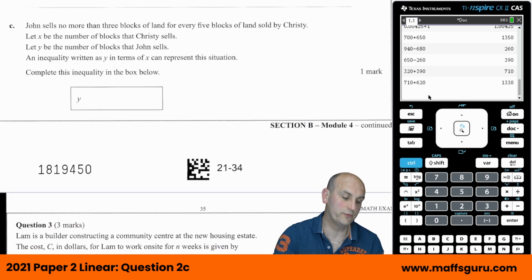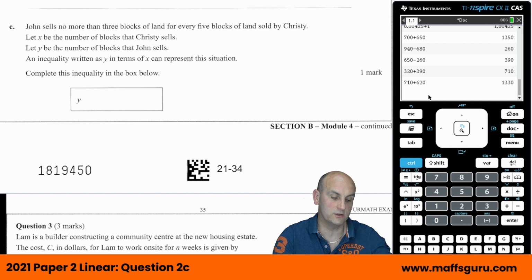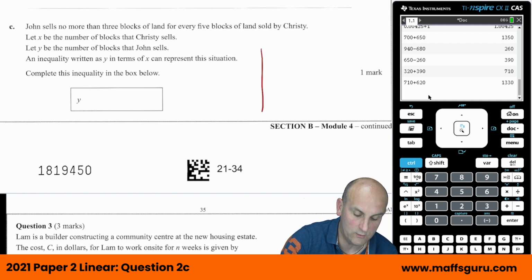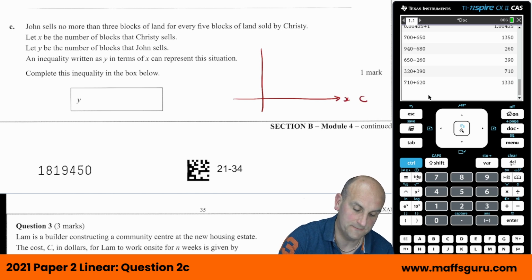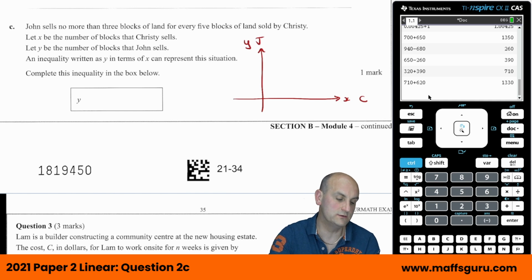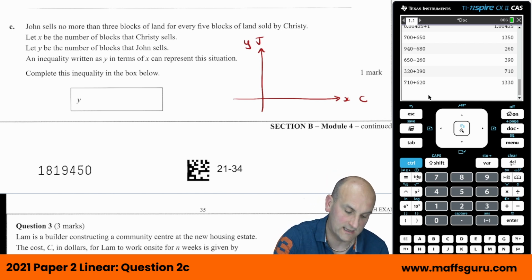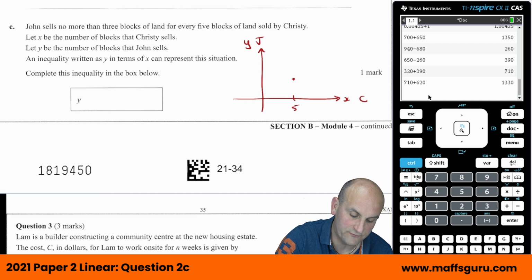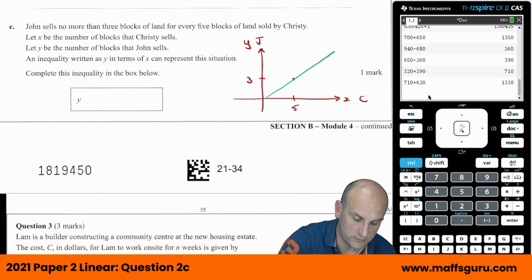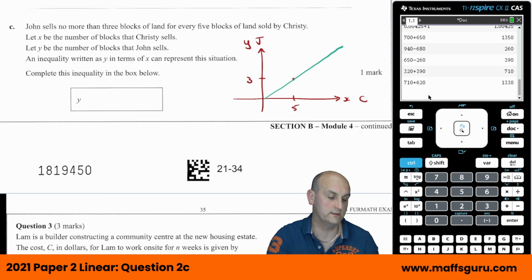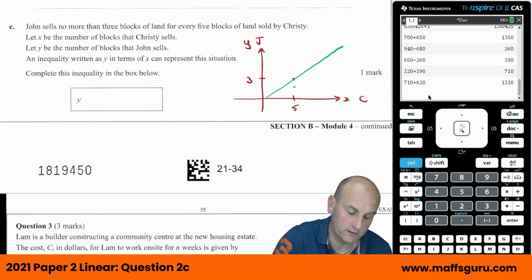John sells no more than 3 blocks of land for every 5 blocks of Christy's. Right, so again, because I hate inequality questions, let x be Christy and let y be John. I know that John sells no more than 3 blocks of land for 5 of Christy's. So there's 5 and there's 3, and what I tend to do is draw the line through there. Because it wants John to have less, I'm going to test a point there.